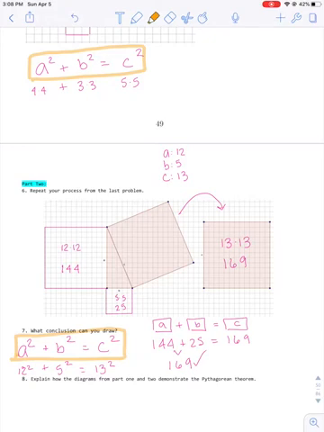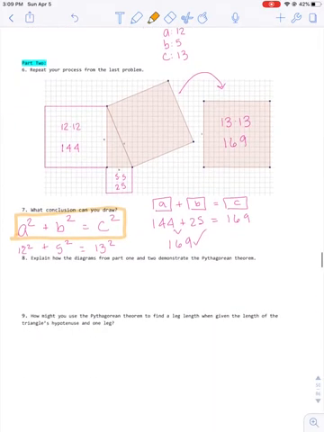So the reason that we're taking the areas of these squares is because that's just a great way to visualize squaring the number. That's the whole point of creating these squares and finding their areas.